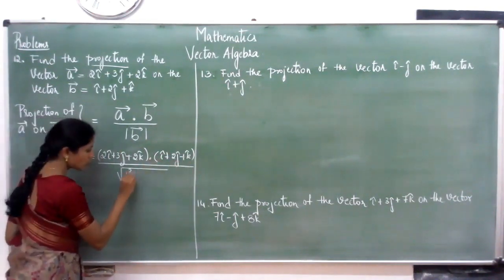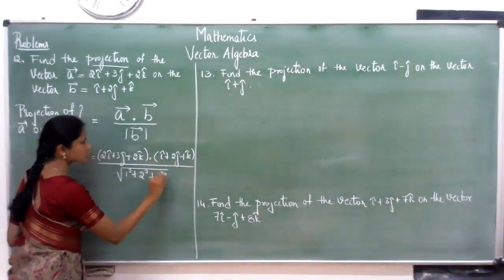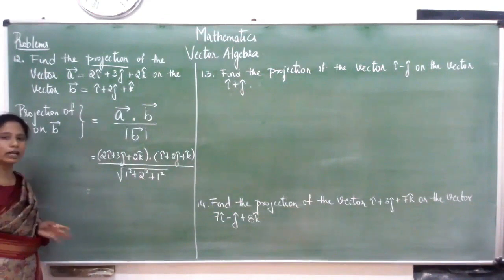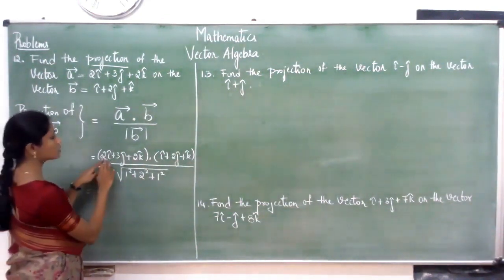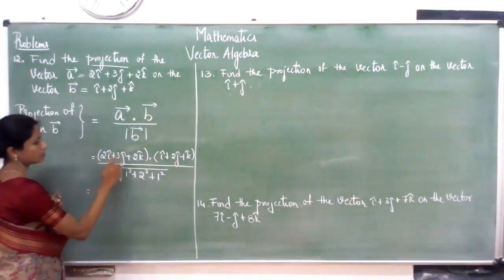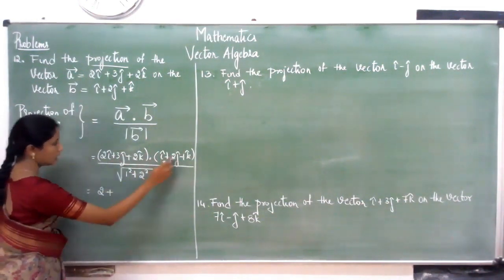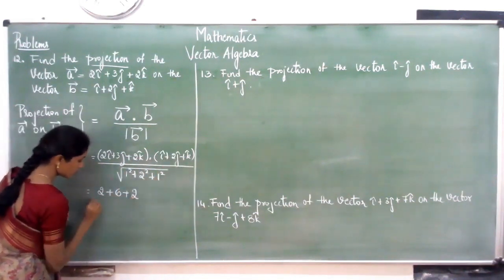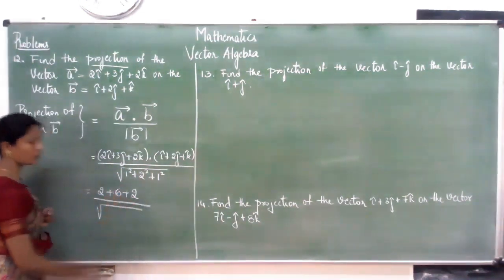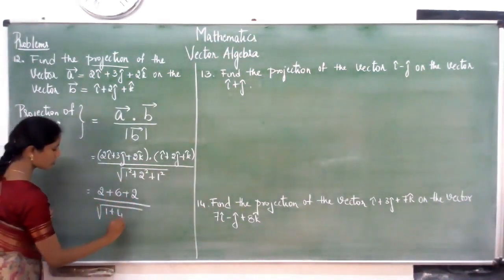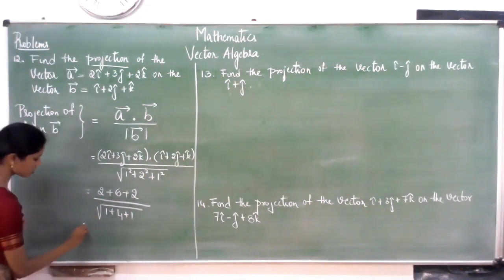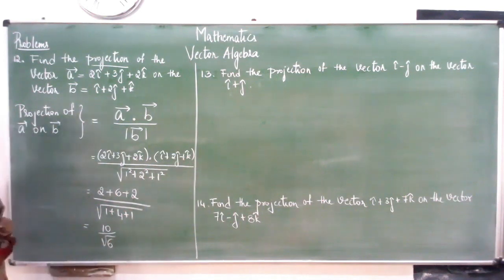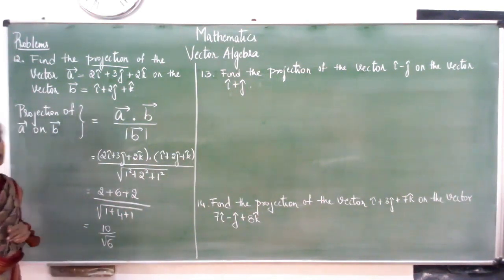So that will be equal to root of 1 square plus 2 square plus 1 square. Now let us find the dot product between vector A and vector B. First 2 into 1, it is 2, then plus 3 into 2, 6, then plus 2 into 1, it is 2, divided by root of 1 plus 4 plus 1. So this will be equal to 10 divided by root 6. This is the projection of vector A on vector B.